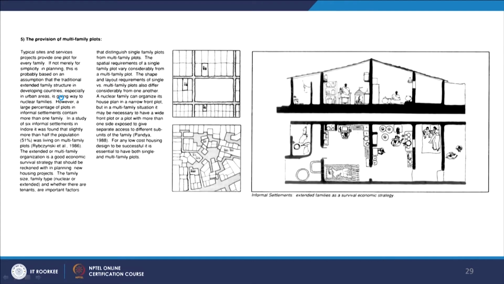And the provision of multifamily plots, right? In fact, a large percentage of plots in informal settlements contain more than one family. If you are talking about Muslim families, sometimes a household size will be even more than 10, 15, but then it is a group of families living together. So one has to think about how these families live together, and how they can still have shared livelihood activities as well as spaces. That is one thing. And how a family grows in time. That is where the family and time aspect has to be looked at.